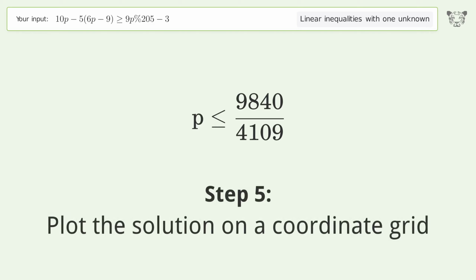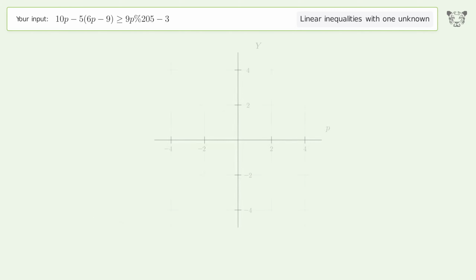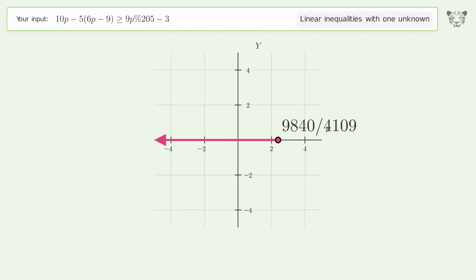Plot the solution on a coordinate grid. And so the final result is p equal or smaller than 9,840 over 4,109 equal or smaller than 21,622 over 4,109.